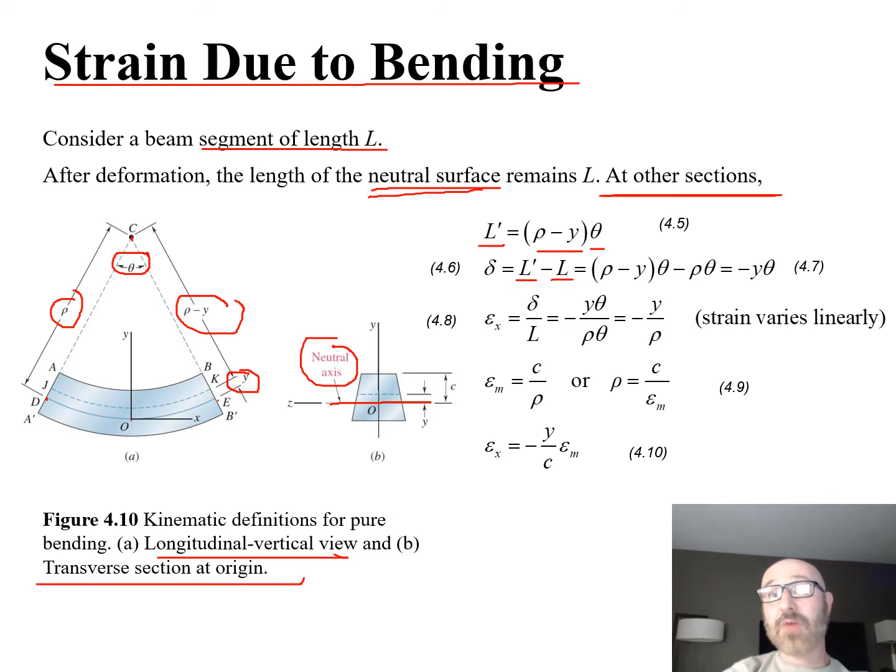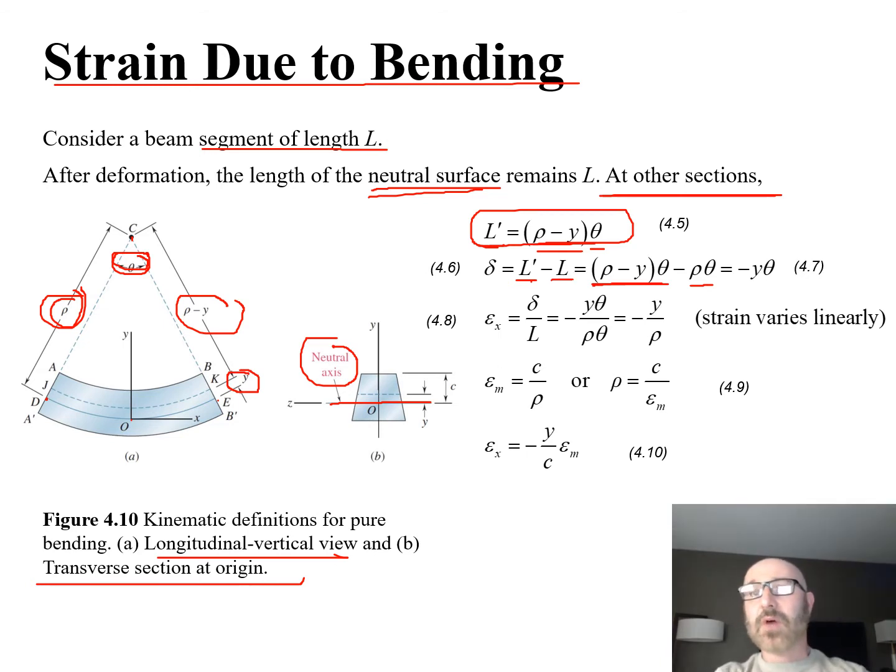So now we have a value up above for our L prime, so we can plug this L prime in right here, my rho minus y times theta. So that's what I do, I plug that in there, and then I also have a value for my L over here, and that's just my rho times theta. This rho times this theta right here is my L. So that's our L and our L prime right there.